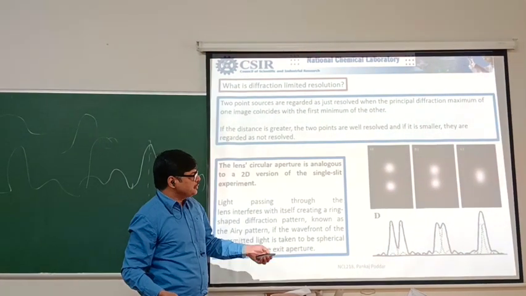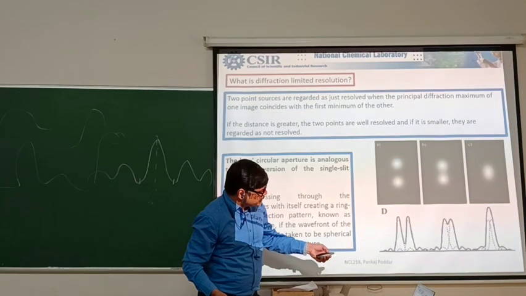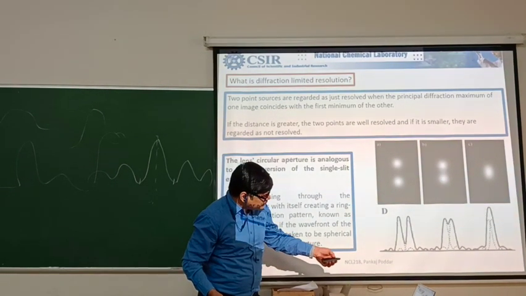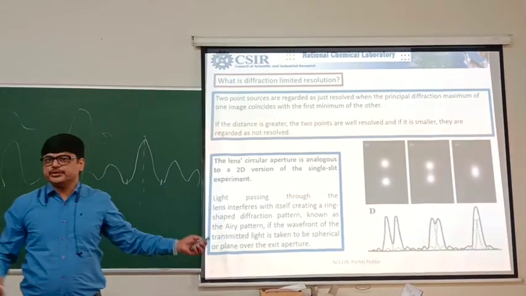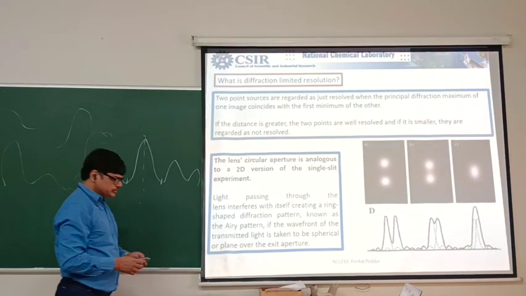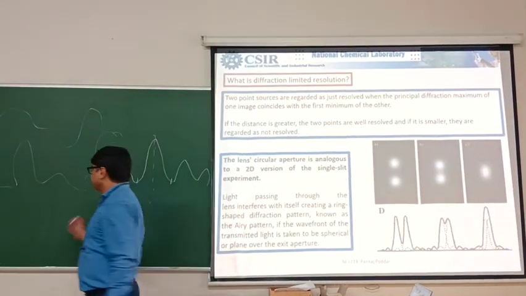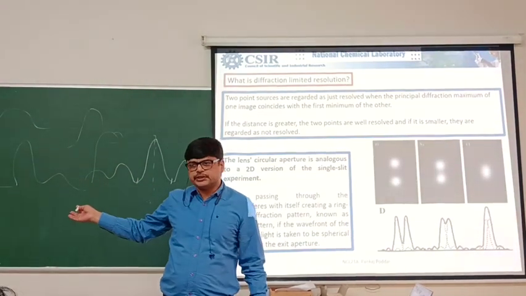This is resolvable, as you can see that this maximum is falling exactly where the first minimum is, right? And this anyway is resolvable because it's quite far, right? And also, if you take an image, this is actually data. These are data points, right?